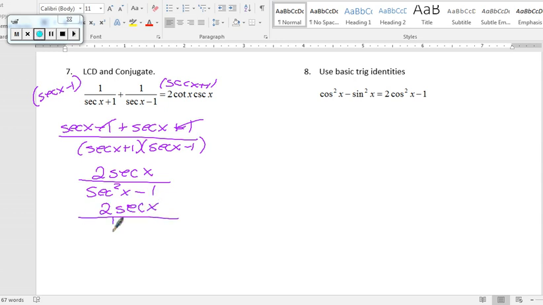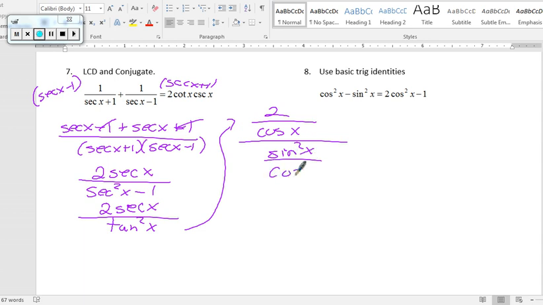So 2 secant x over tan squared x. At this point, I'm a little stuck, so I'm going to start changing everything over to sines and cosines. So it's going to be 2 over cosine x all over sine squared x over cosine squared x. One of those cosines will cancel out, so we're going to have 2 over sine squared x over just 1 cosine x. Oh, not squared, just cosine x.